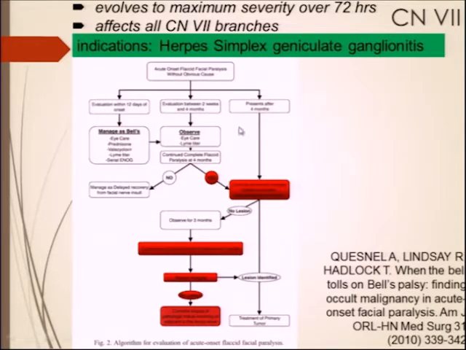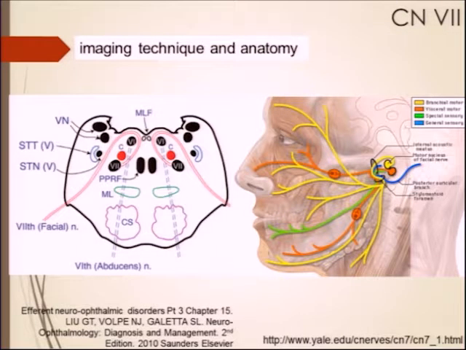Bell's palsy. Most of the time, a Bell's palsy, which is now considered to be, for the most part, a herpes simplex geniculate ganglionitis, the maximum severity of symptoms is reached by about 72 hours, and all branches of cranial nerve 7 are usually involved, since the lesion is thought to be involving a proximal portion of the nerve at the level of the geniculate ganglion. But if those symptoms don't resolve by about 4 months, those patients will come to us for imaging.